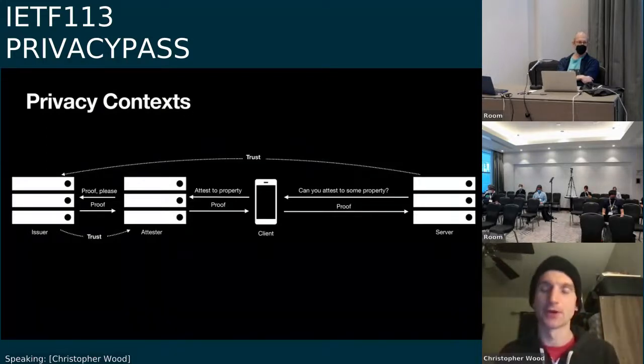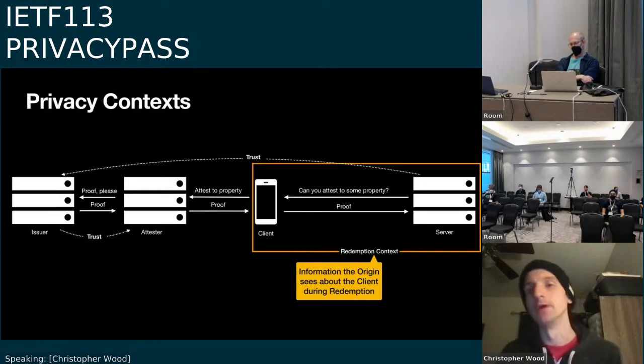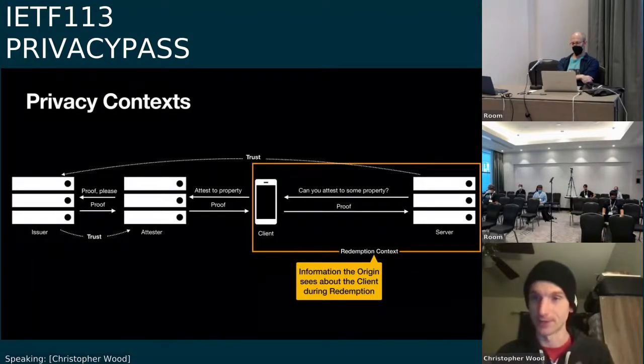In the latest version of the architecture document, we've introduced this notion of context. So, for example, during the redemption protocol, there's a redemption context. And the redemption context sort of encapsulates all of the things that the origin or server would see about the client during its interaction with the client for the purposes of redeeming a token.